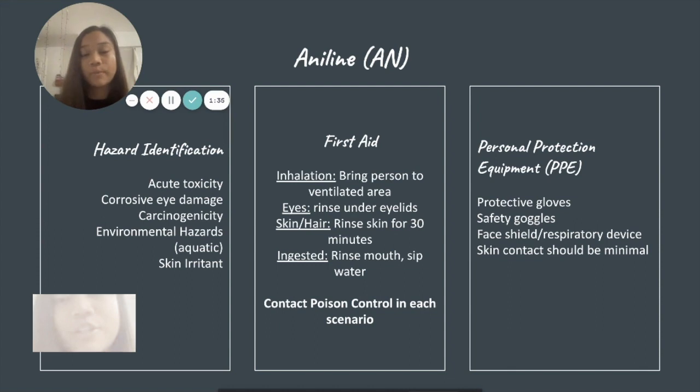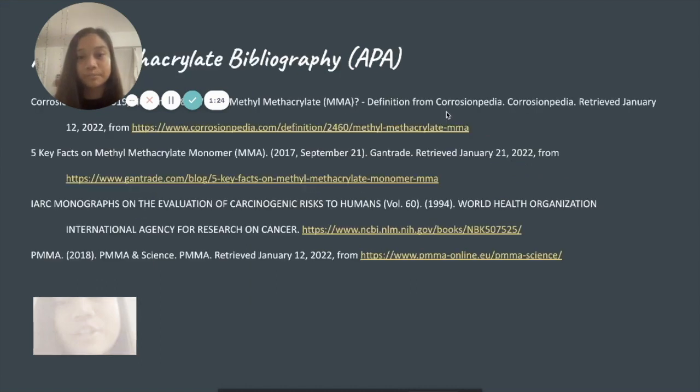Personal protective equipment you would use is protective gloves, safety goggles, a face shield, and a respiratory device, and skin contact should again be minimal, so clothing that covers the majority of your skin.